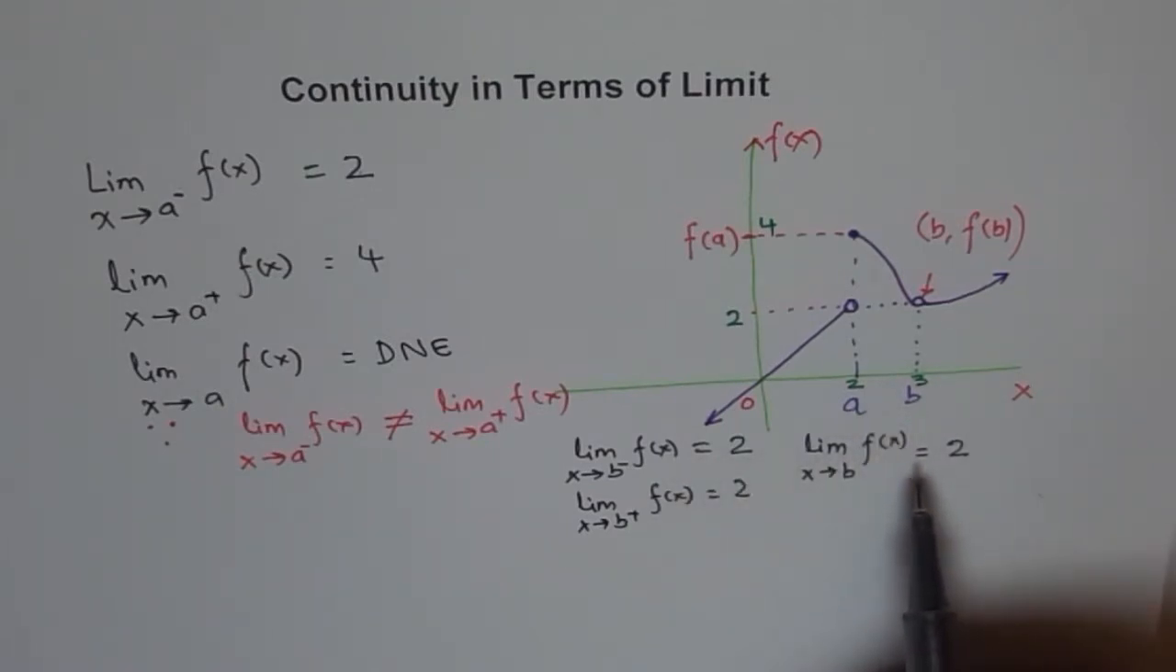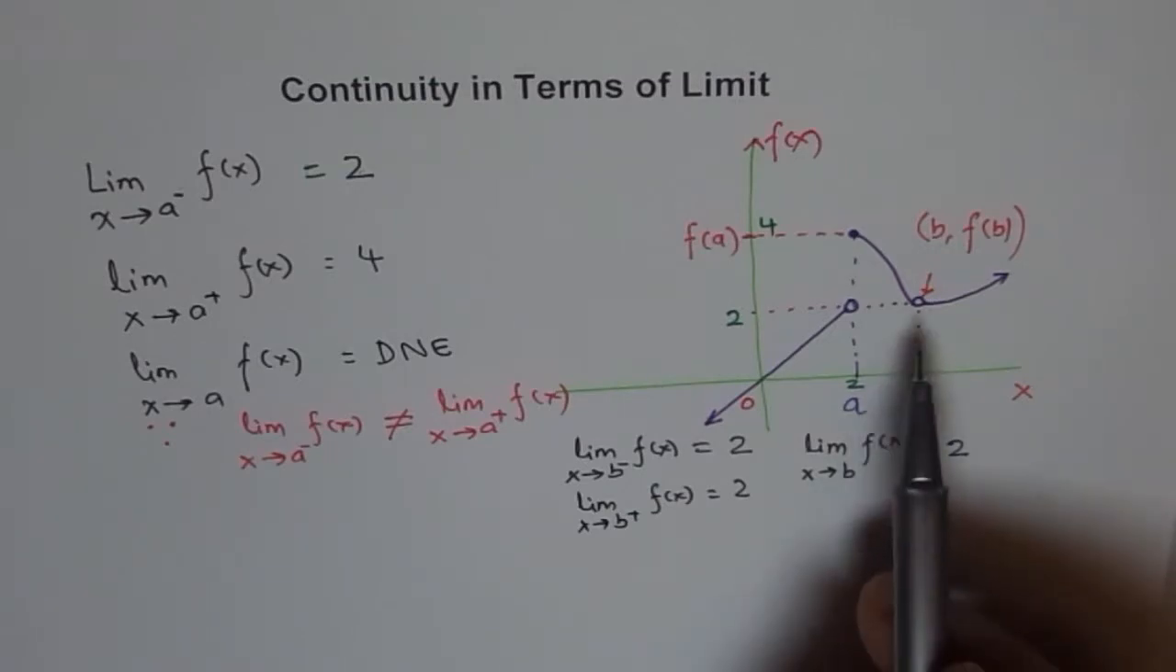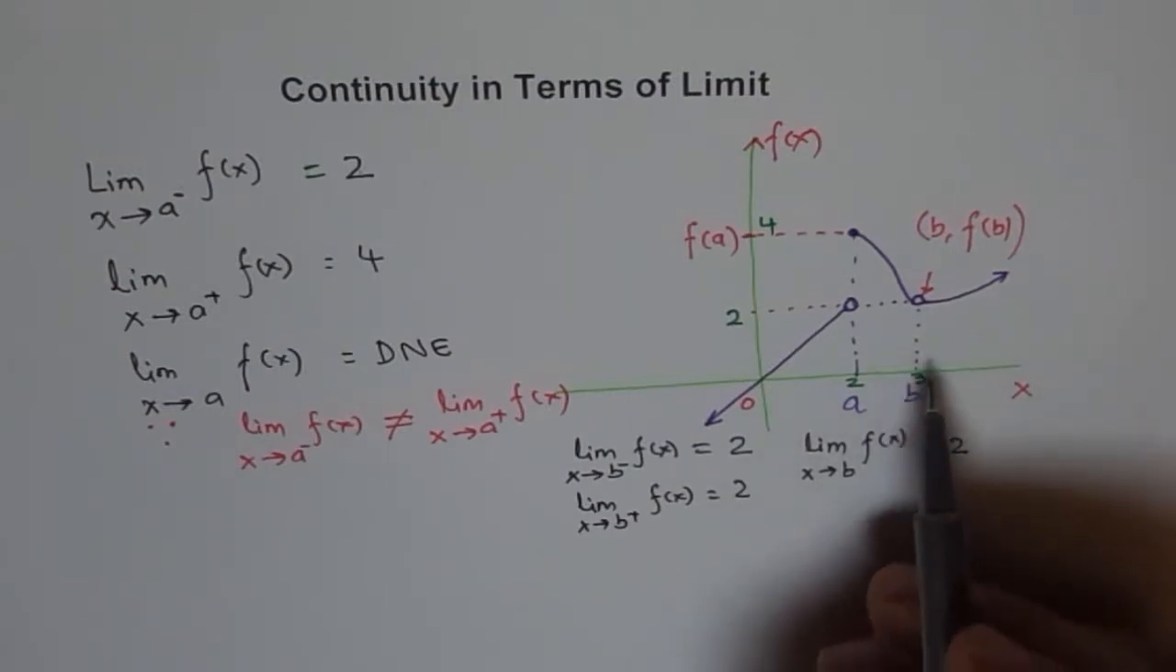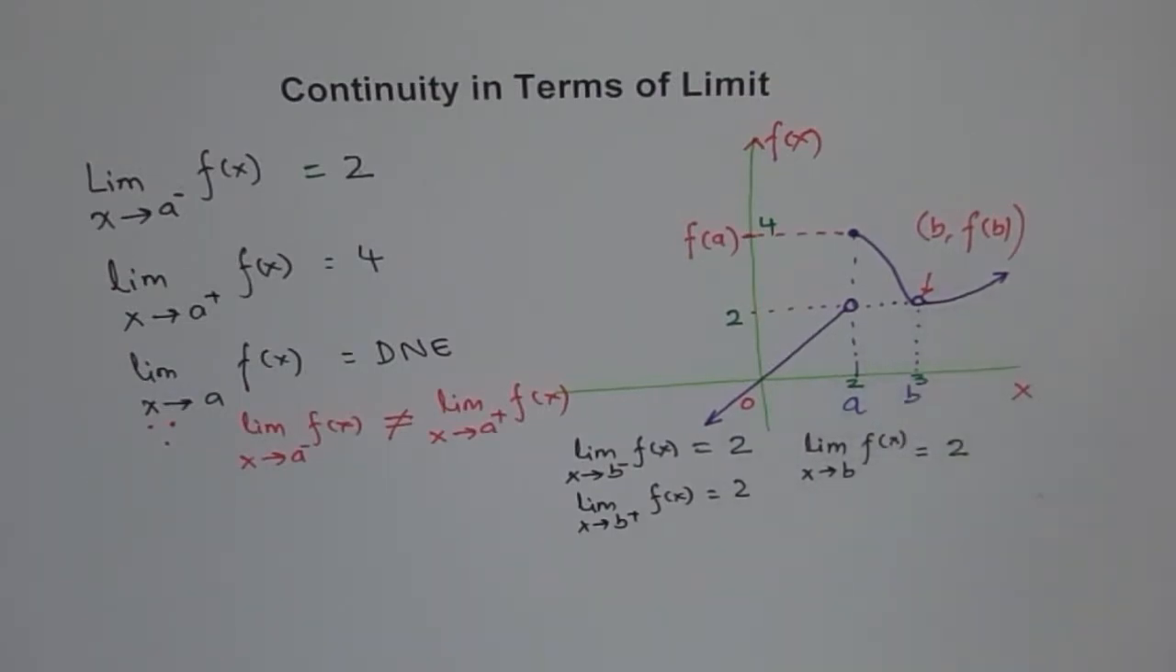The limit exists, but the function is still discontinuous. There is a hole there, so the function is not continuous there at all. So the function is discontinuous because, what is the value of the function at b? The value of the function at b is not defined. That is why it is discontinuous, correct?